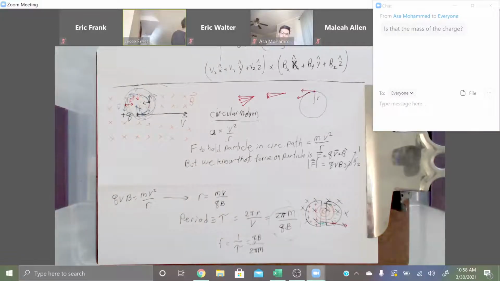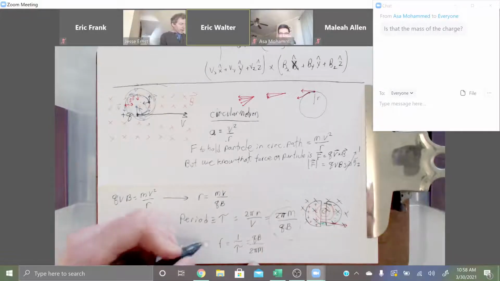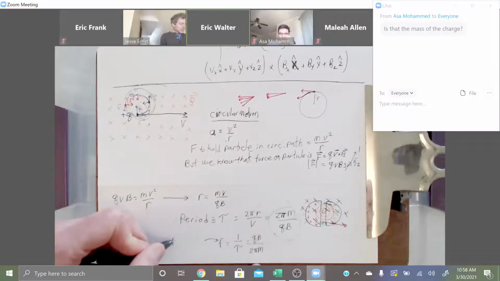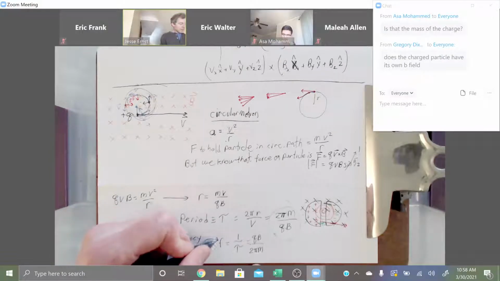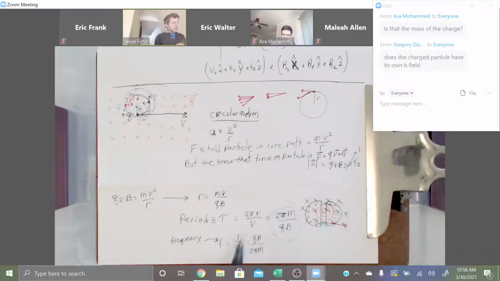Okay, so think of questions for a second. Real quick on the bottom, I think I missed that. F, what is F and why does it equal that? F is frequency. Okay, frequency. Thank you. So I should have written that, right? So just the number of loops per second that it makes is obviously 1 over the time it takes to make one loop.